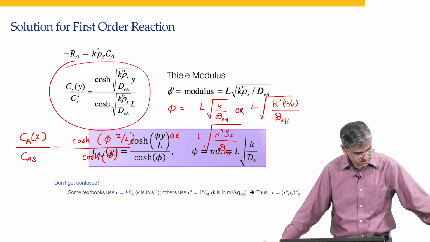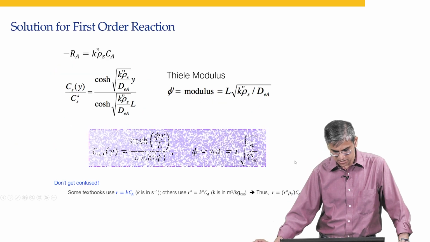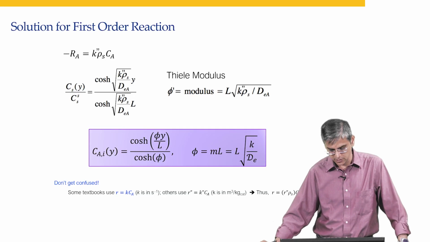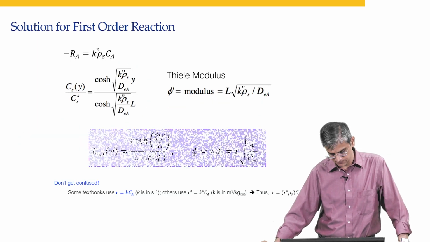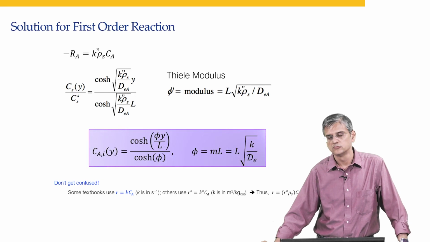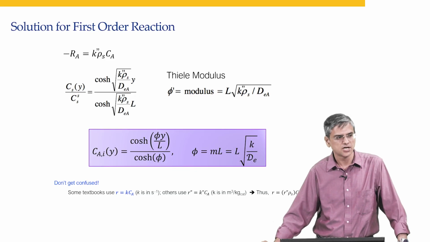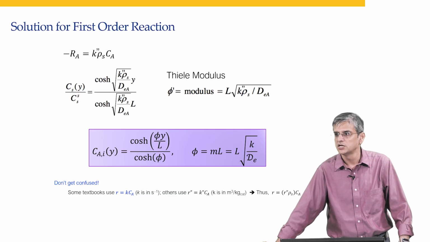And that is summarized here. So this is just written over here. Ca within the particle has an expression of this form, exactly what I have written here. What is cosh? What is the hyperbolic cosh? Let us look at the denominator. Cosh phi is nothing but e to the power phi plus e to the power minus phi.